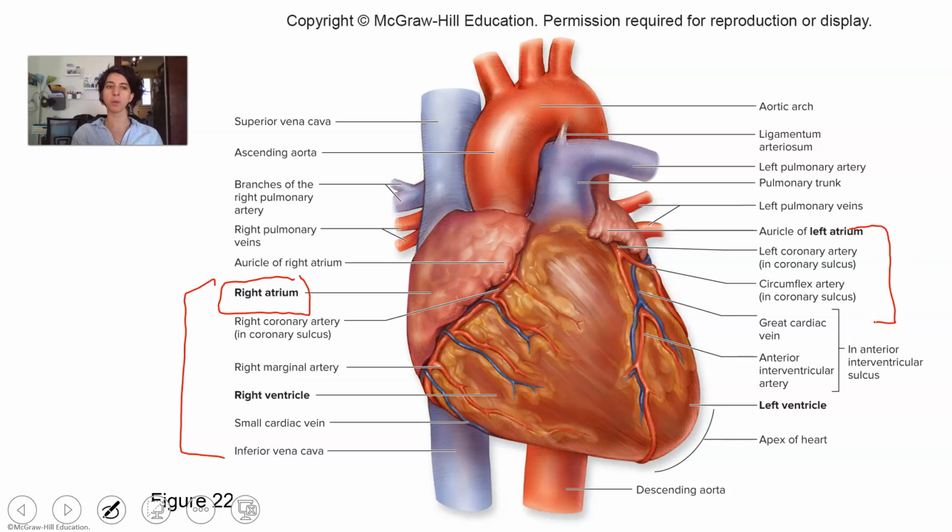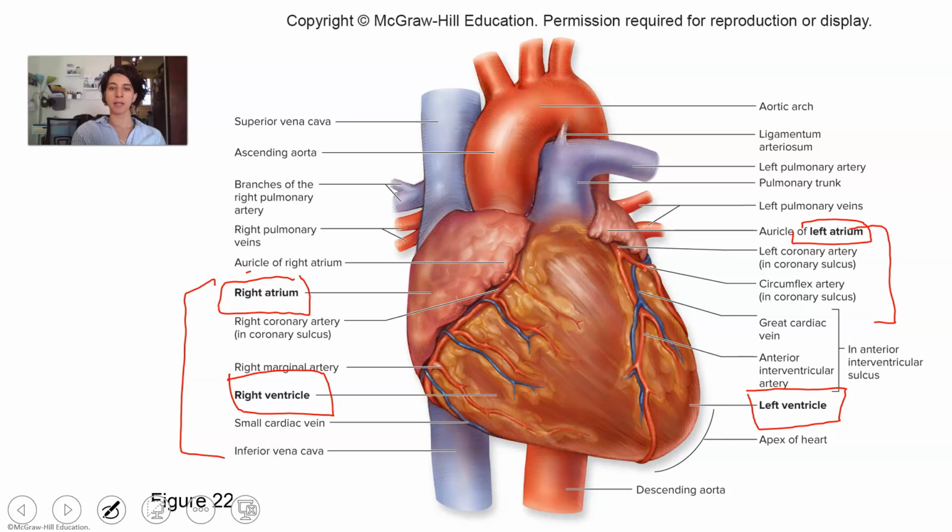So if we start with the chambers of the heart, we have 4 chambers. We have the superior atria, atria is plural and atrium is singular. We have a right atrium and a left atrium. And then the inferior chambers are the ventricles. So we have a right and left ventricle. And what you notice here is that the right side of the heart, or the right atrium and the right ventricle, is more visible than the left side.